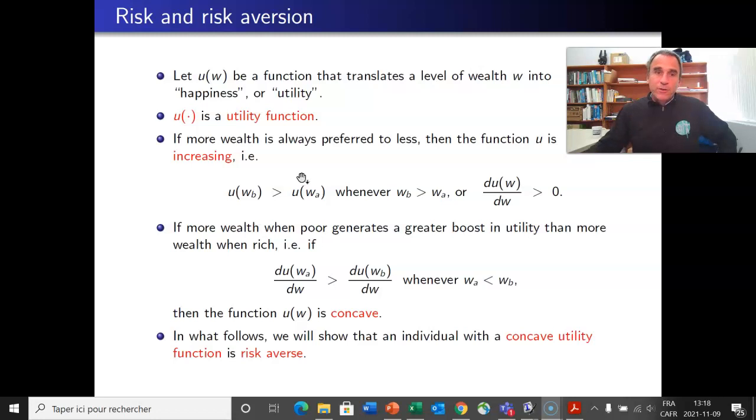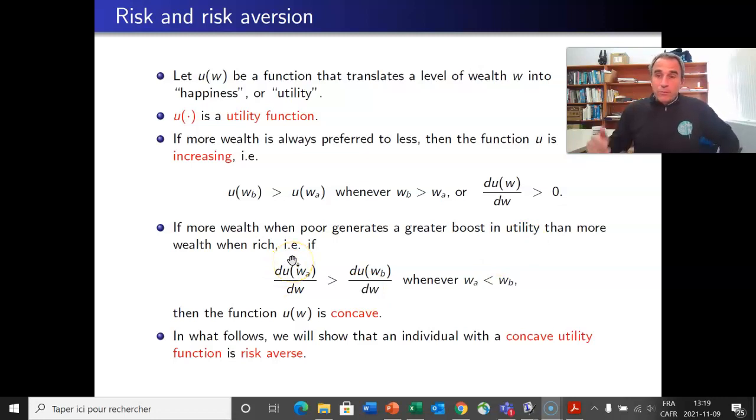So we want this function to be increasing and concave. So increasing, so being richer is more fun than being less rich. With WB larger than WA, U of WB, so the function produces more happiness with WB than with WA. Or we could say the slope of the function is always strictly positive.